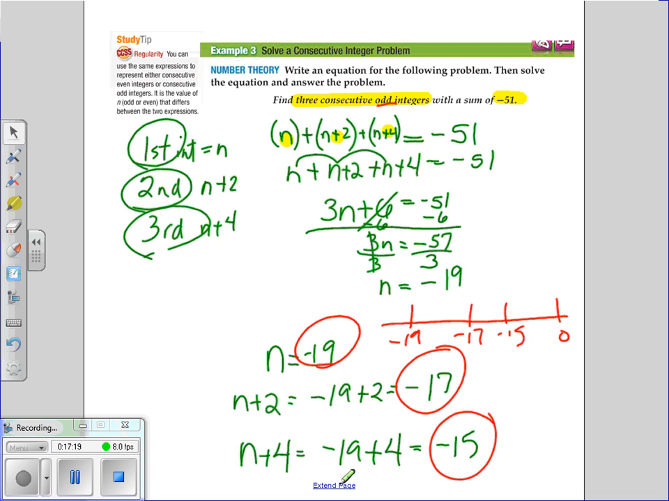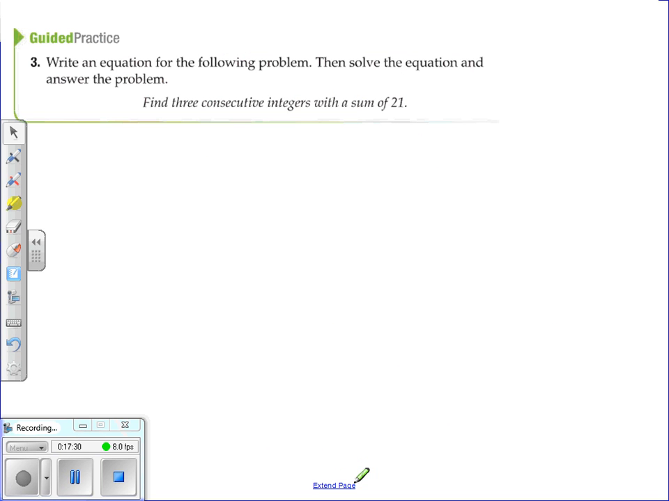Okay. You might want to listen to that part of the video again. Otherwise, go on to the next page. And here is your guided practice. Find 3 consecutive, this is just consecutive integers, not odd or even. So since it's regular consecutive integers, it's going to be n plus 1, and n plus 2. Because there's only 1 digit between each of them. If it were odd or even, there'd be 2 digits between each of them. Okay, good luck with that problem, guys.